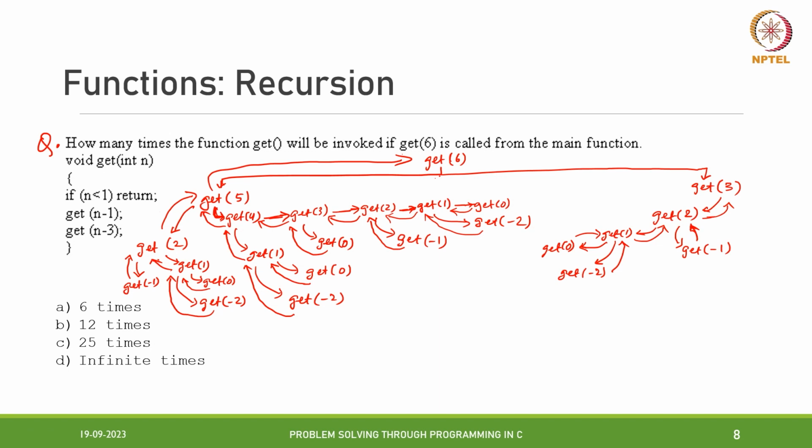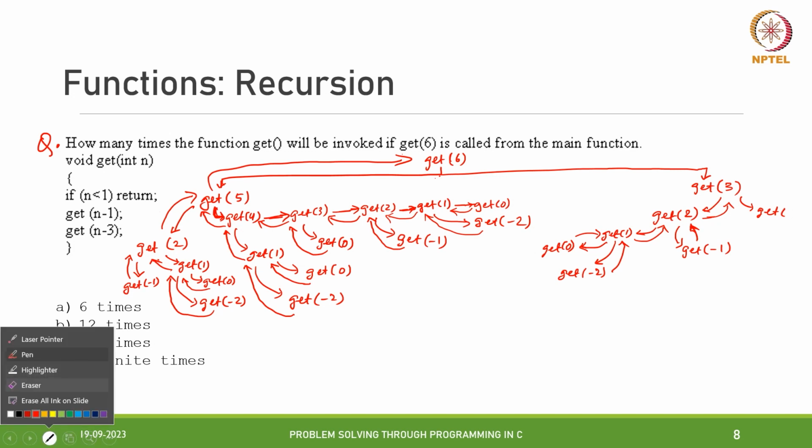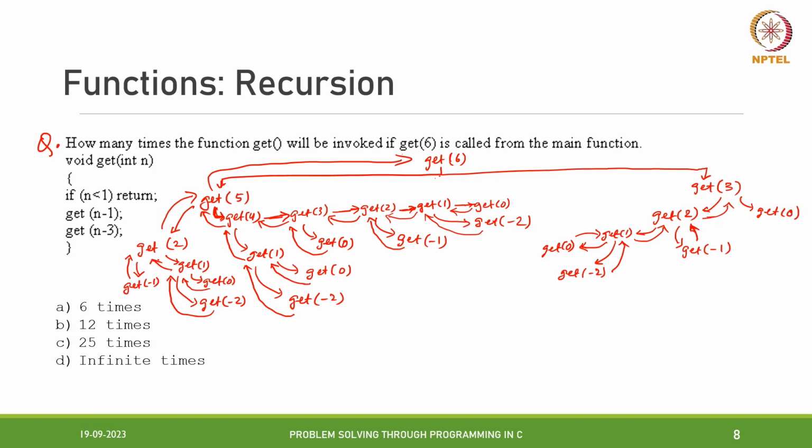Now get of 3 has done the n minus 1. It has to do the n minus 3, which is get of 0. Now this get of 0, n minus 3 calling. Okay, get of 0 still fulfills the condition. Simply it will return the control back to get of 3, which called it. Now get of 3 has done the n minus 1, it has done the n minus 3, so it is done, no further statements. So it will return back the control to get of 6.